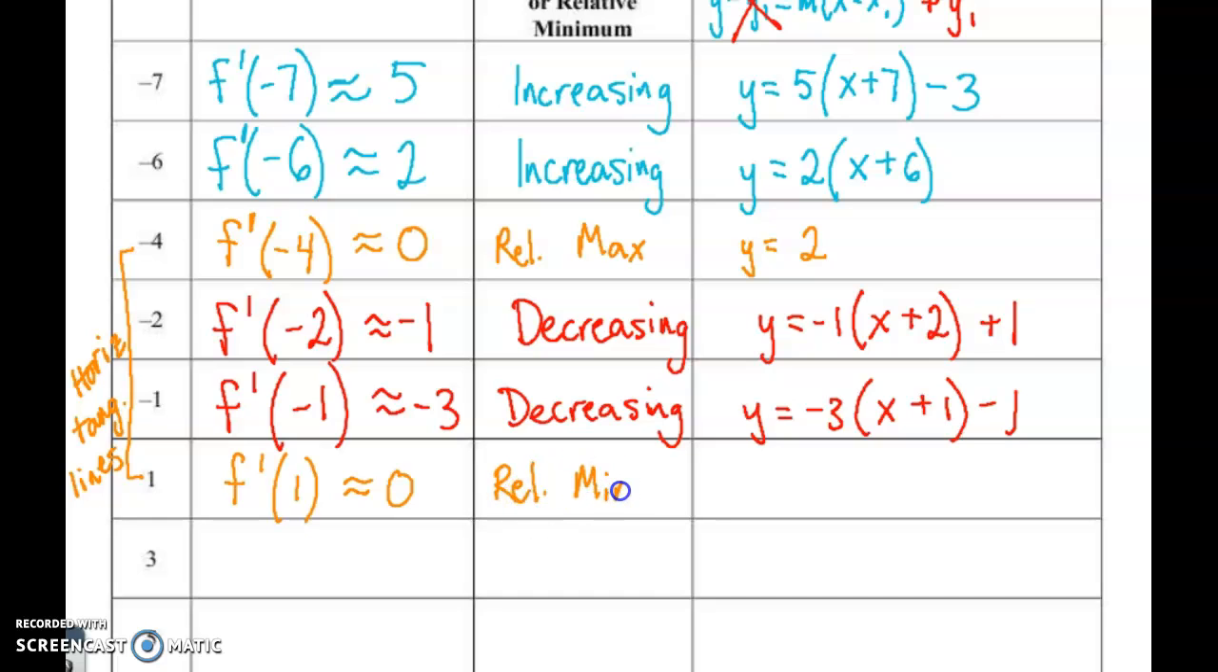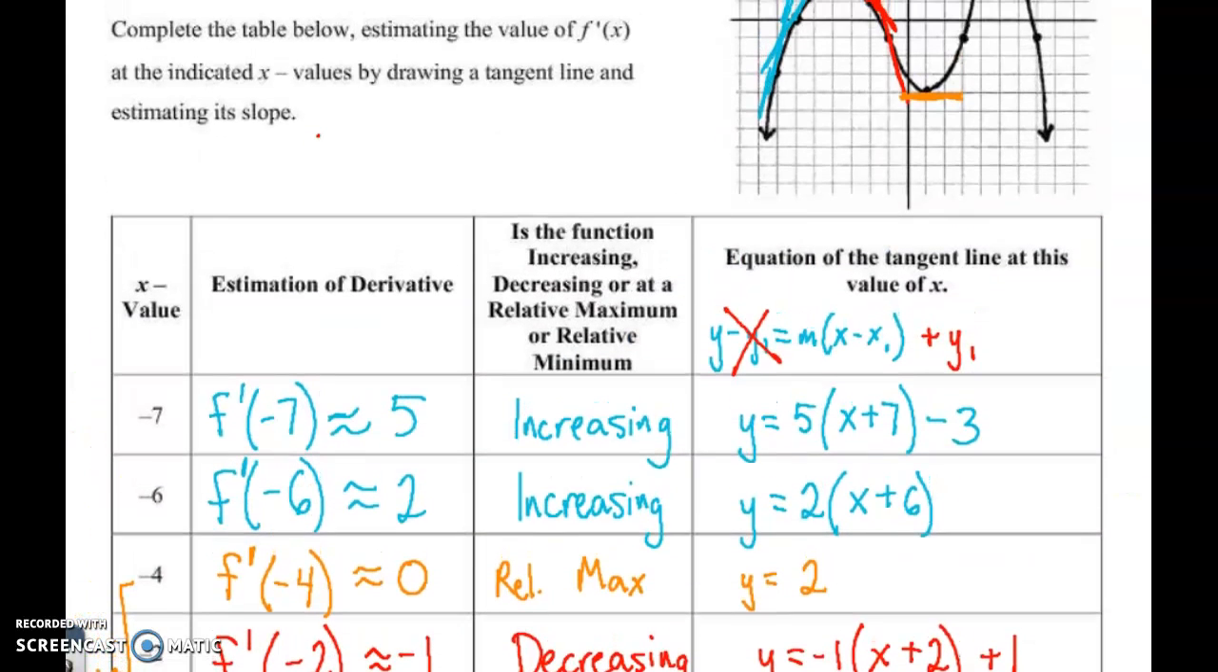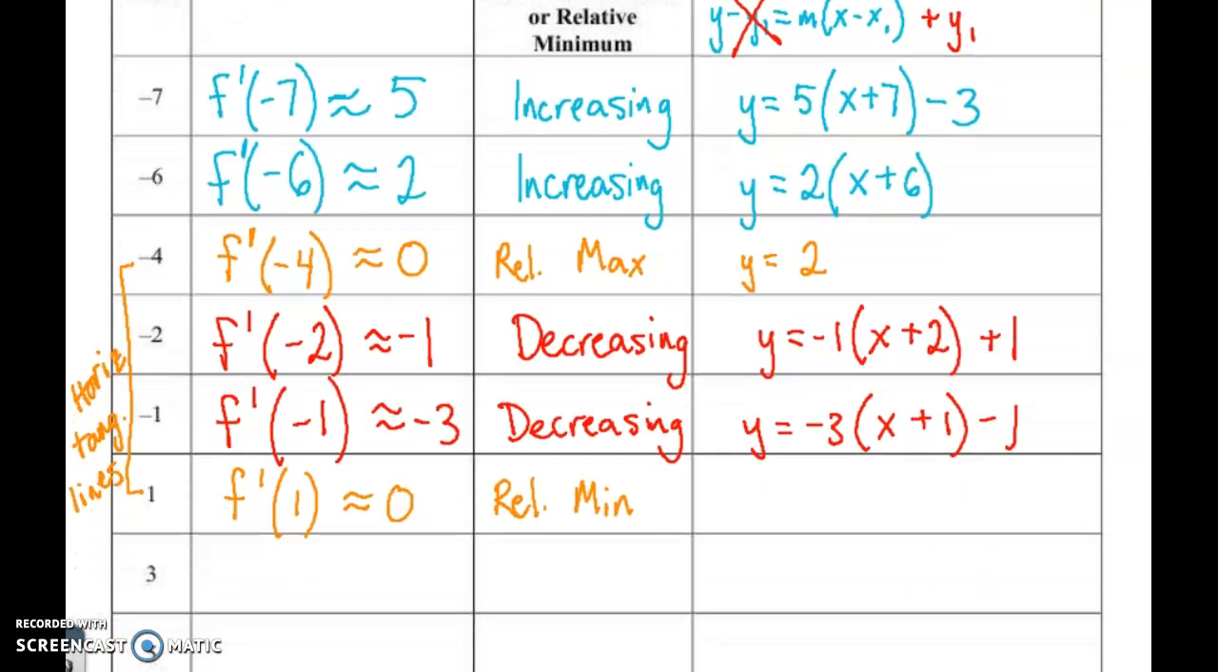I feel like a soothsayer, kind of warning you of future things. But anyway, relative min with a slope of 0 for this horizontal tangent line. Instead of writing y equals 0, well, 0 times anything is 0, so I just need the y-coordinate there, which is 1, 2, 3, -4. So y equals -4 is your equation of the tangent line.